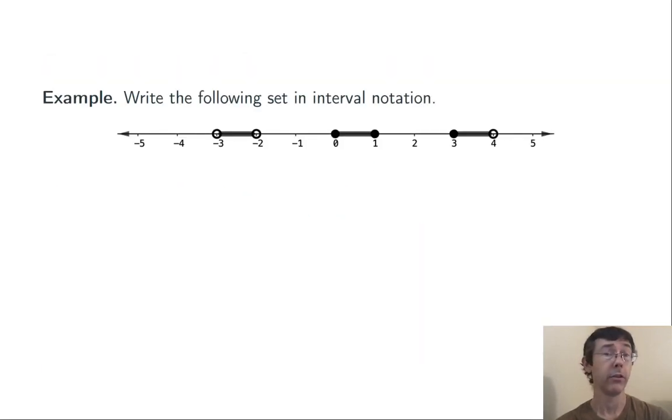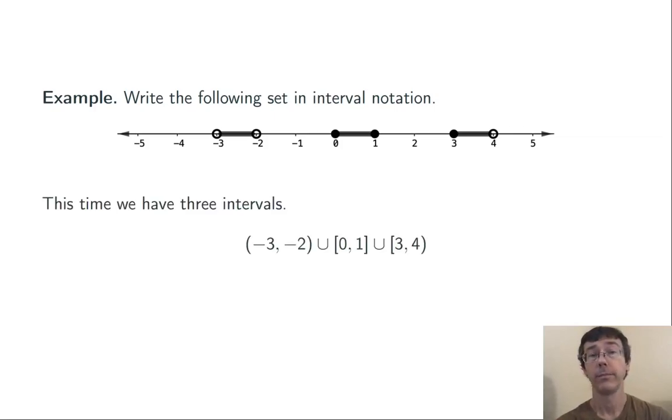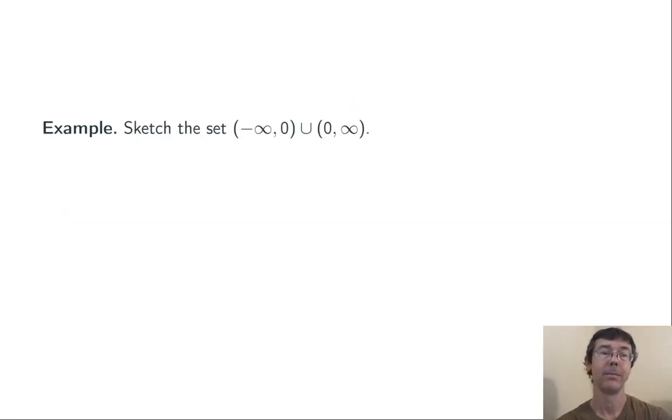Here's another example that's going to require a union. I want to write this set in interval notation. Here I have three intervals: (-3, -2), both endpoints omitted, union [0, 1], both endpoints included, union [3, 4), only the left-hand endpoint included.